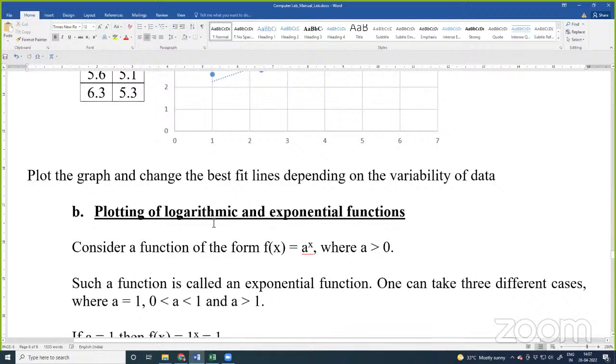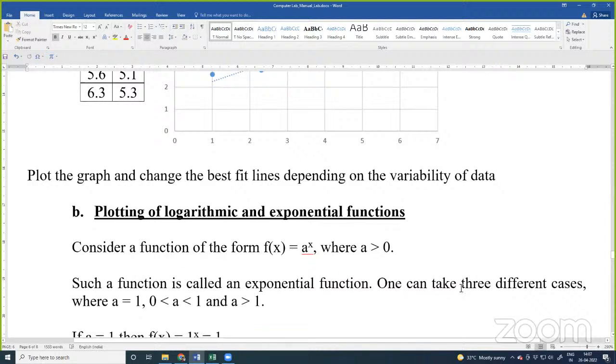Let us see how it varies logarithmically. For example, a function of the form f of x is equal to a to the power of x. If a is greater than 0, it should be positive, need not be an integer; fractions also you can take, such as 2.1, 5.8. And x is also an integer, only for our convenience. Such a function is called the exponential function.